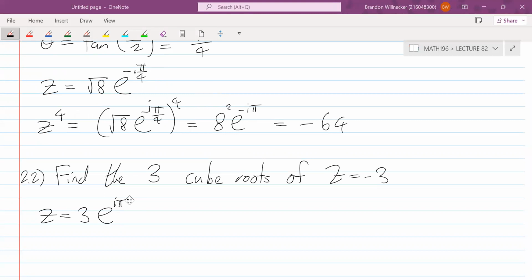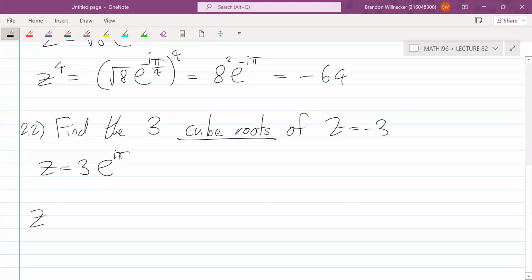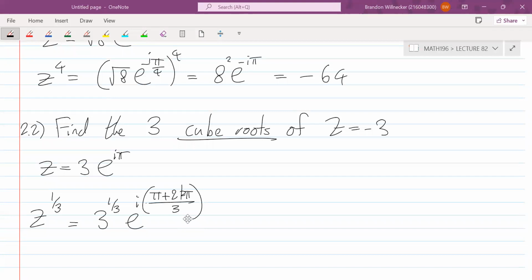Now, we don't want z, we want z to the 1 over 3 because it's the cube roots. So z to the 1 over 3 is going to be 3 to the 1 over 3, and then we're going to have e to the i(π plus 2kπ) over 3. And remember, we add the 2kπ because the exponential function is 2π periodic, where k is some integer. And since we're finding the 3 cube roots, k is going to be 0, 1, 2. That gives us 3 of them.